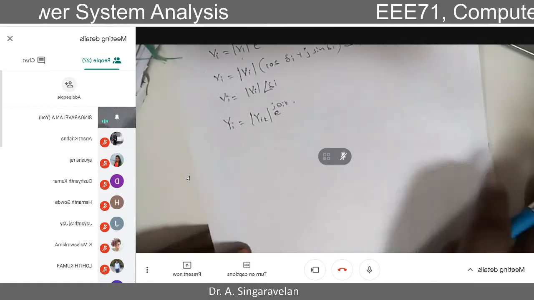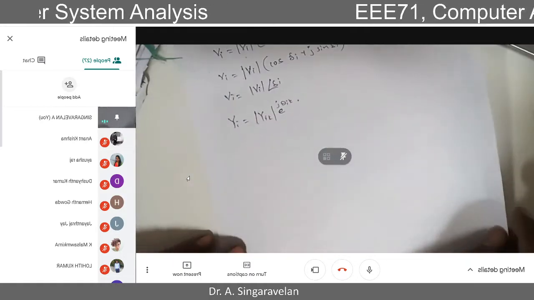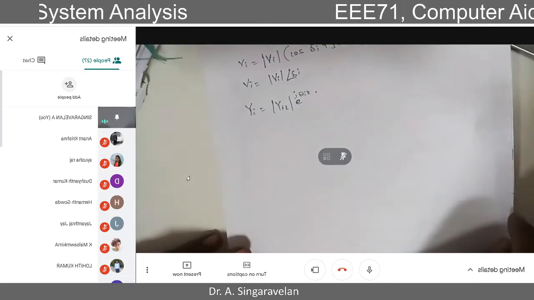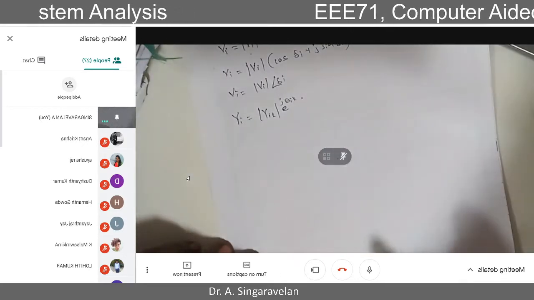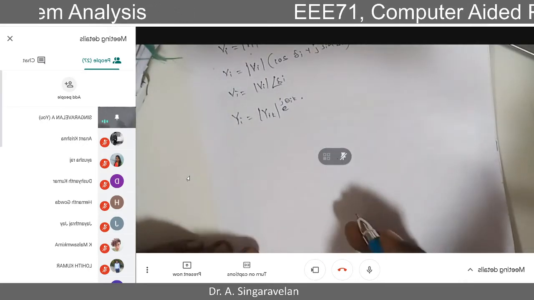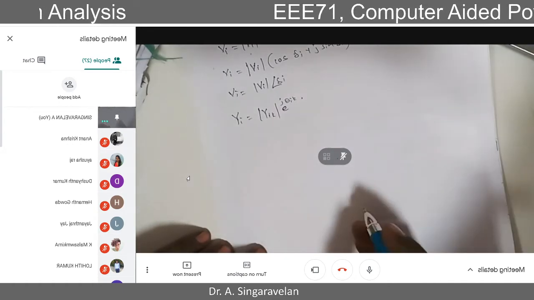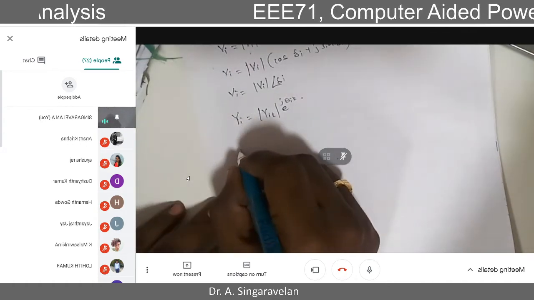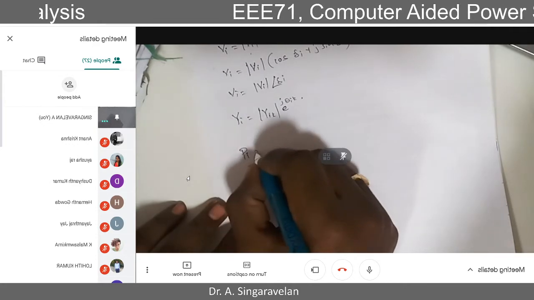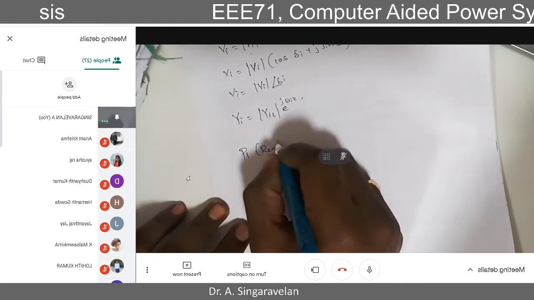So whatever I am writing now should be memorized by you, if you're not very confident here, because it's nothing but taking the real and reactive power outside and writing the real and reactive equation in exponential form. So how will it be? Very, very important. Write this down. You should not forget this.